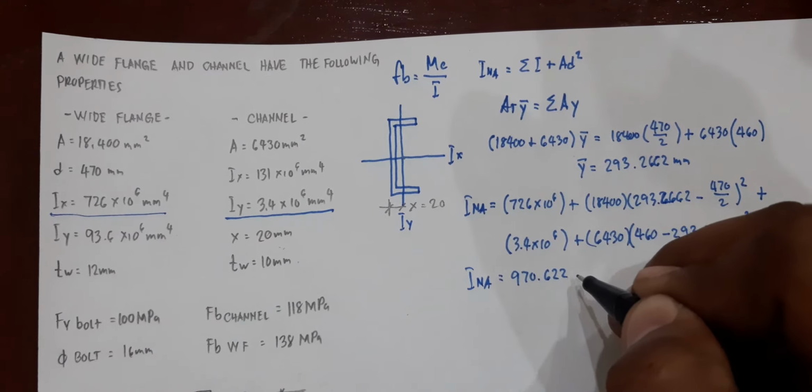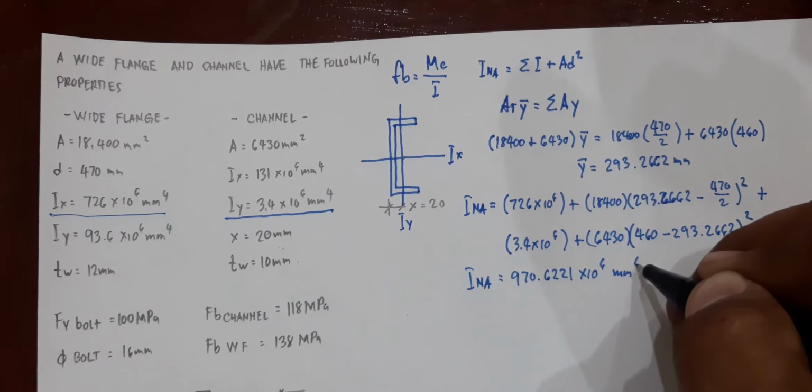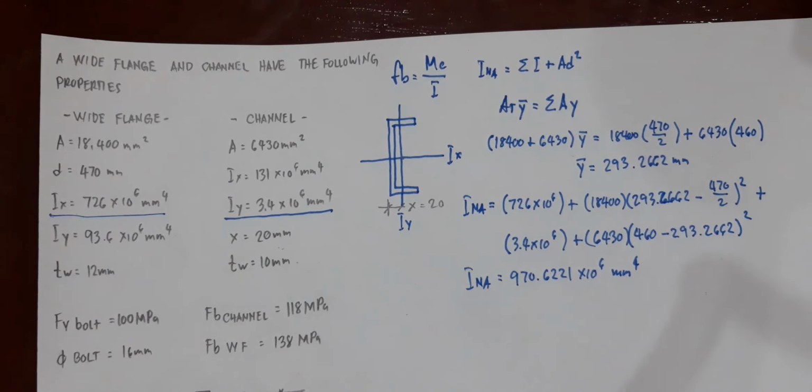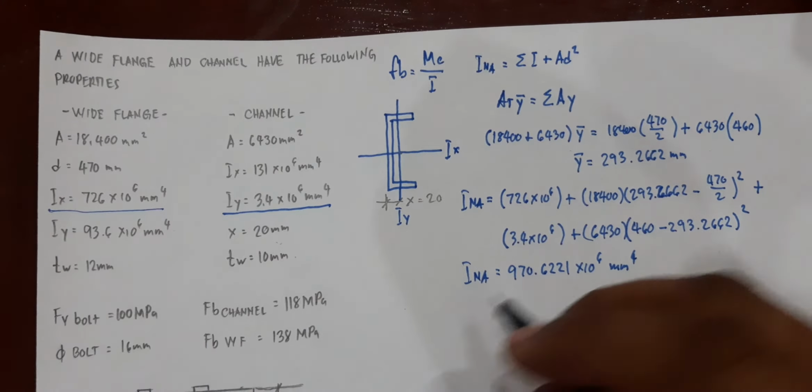So your moment of inertia of the built-up section is equivalent to 970.6221 times 10 raised to the 6 mm to the fourth. That is your moment of inertia. Now you can proceed to your moment capacity.